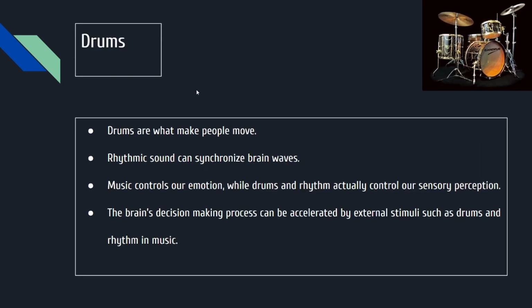Drums, this is the final one. Drums are what make people move. People move to the drums, and they can stimulate us through our brains, stimulate our decision making and make us move in synchronized motions, and they can control our emotions and our sensory perception. So yeah, that's it for that part.